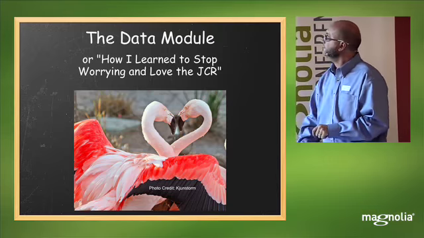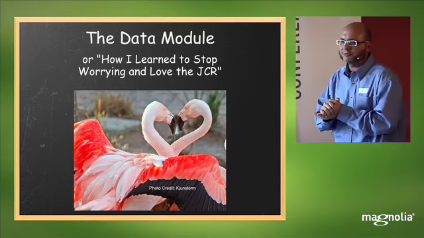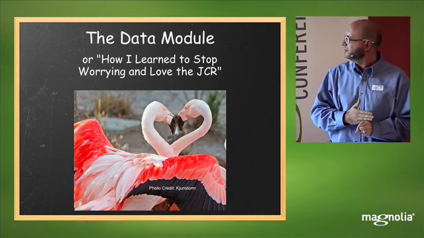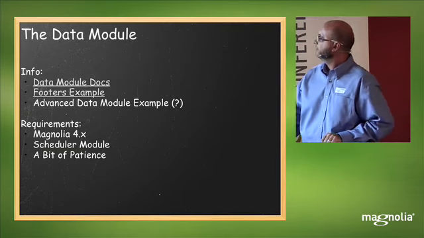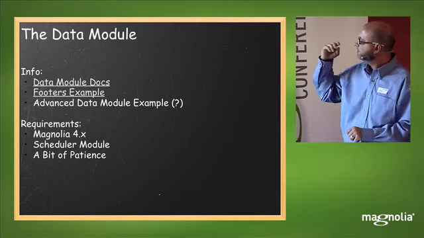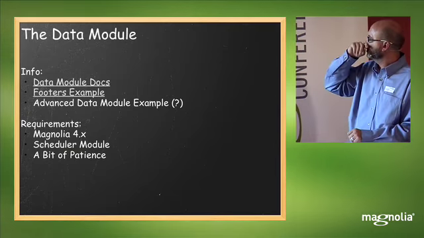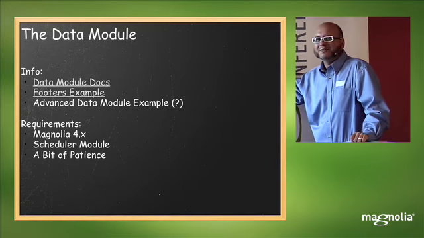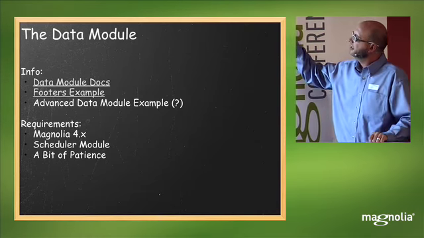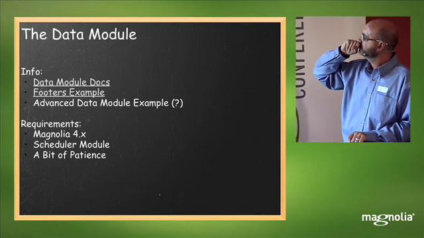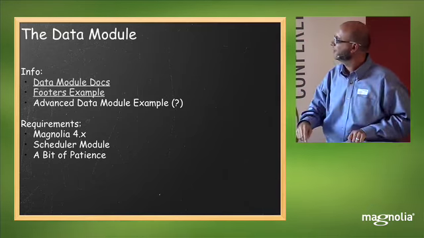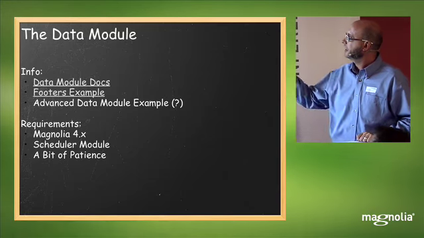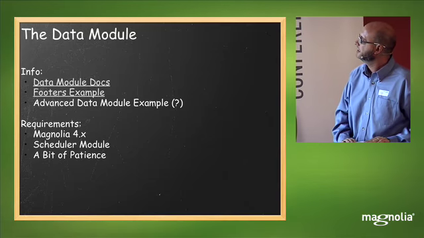All right, moving on. Next to the data module. The data module was introduced in Magnolia 4.0, I believe, and it requires the scheduler module to underpin it and a bit of patience with it. There's some documentation available on the website. I believe that lives on the wiki, but I can give you the URL a little bit later if you need that. And this is also up on Google Docs, so we have links to those bits of documentation.